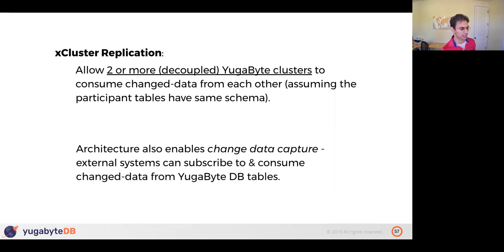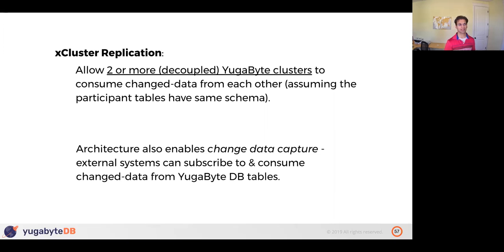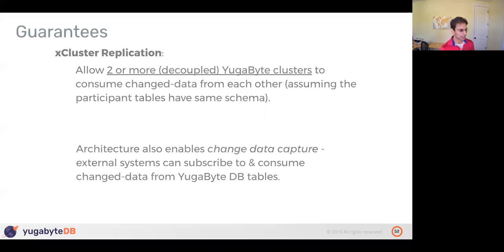xCluster, or cross-cluster replication, allows two or more completely decoupled YugabyteDB clusters to consume the data changes from each other, right? And we make the assumption that they have the same schema. This is not very different from how you would expect to do it in a traditional RDBMS with asynchronous replication. This same feature also enables generalized change data capture, where you can get a stream of updates from the database and put it into any system, like a search system such as Elasticsearch or Kafka or whatever it is, to do other things, right?